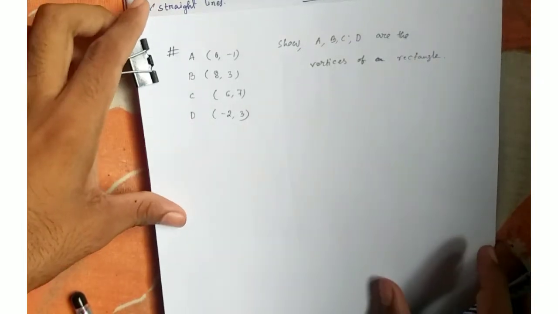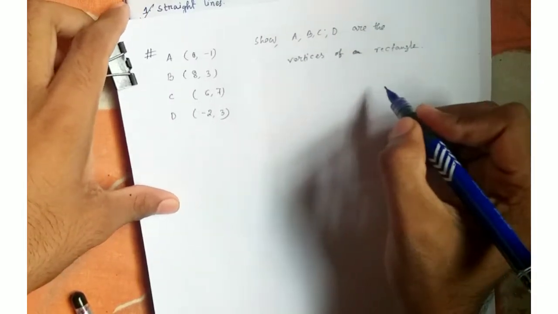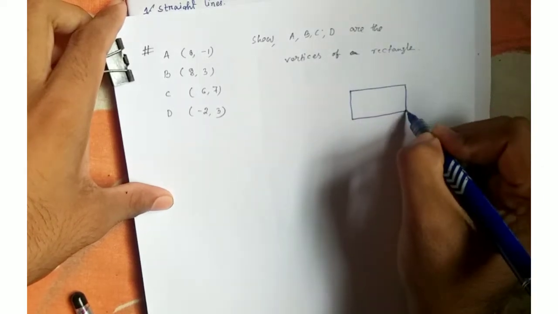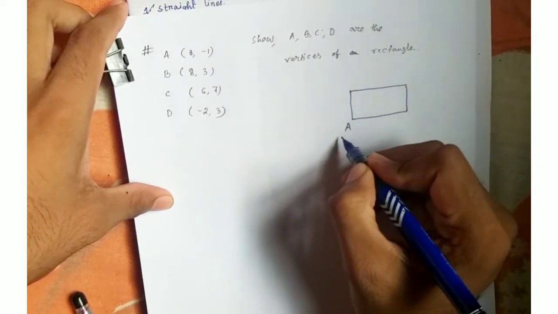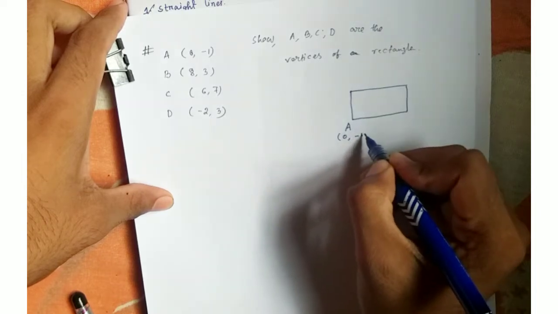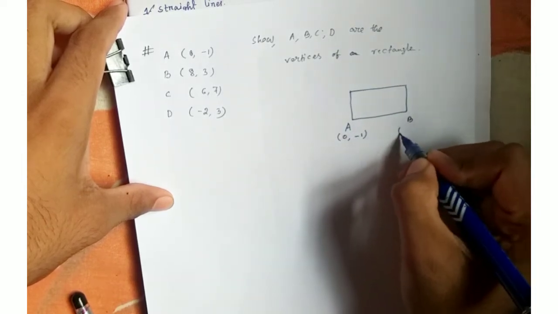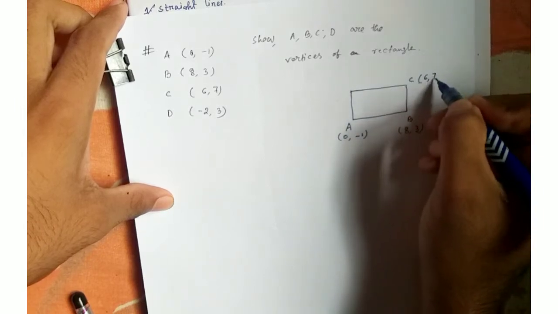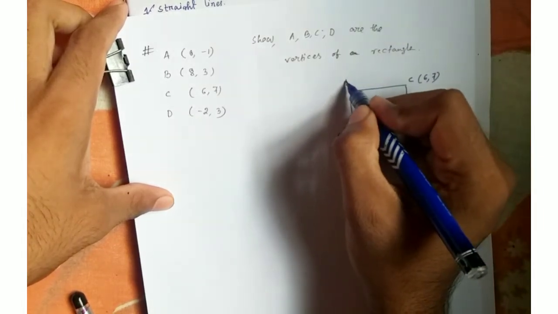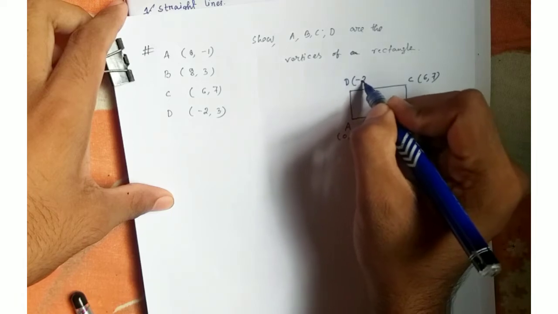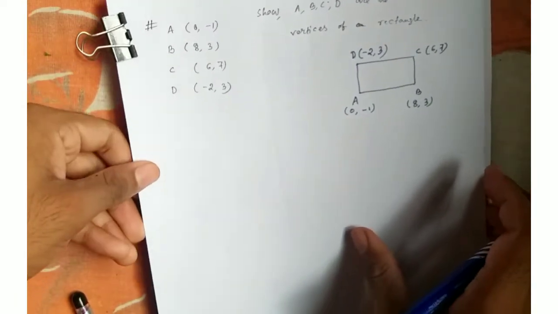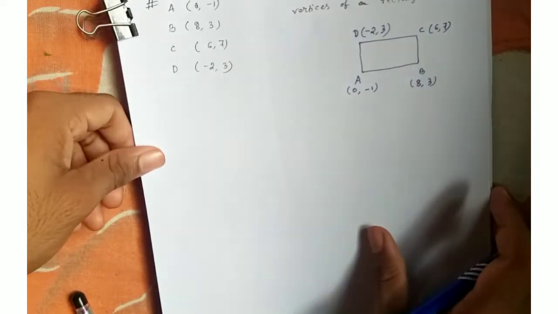Okay, then assume this is a rectangle, in which A has coordinates (0, -1), B has (8, 3), C has (6, 7), and D has (-2, 3). These are all the coordinates of A, B, C and D.